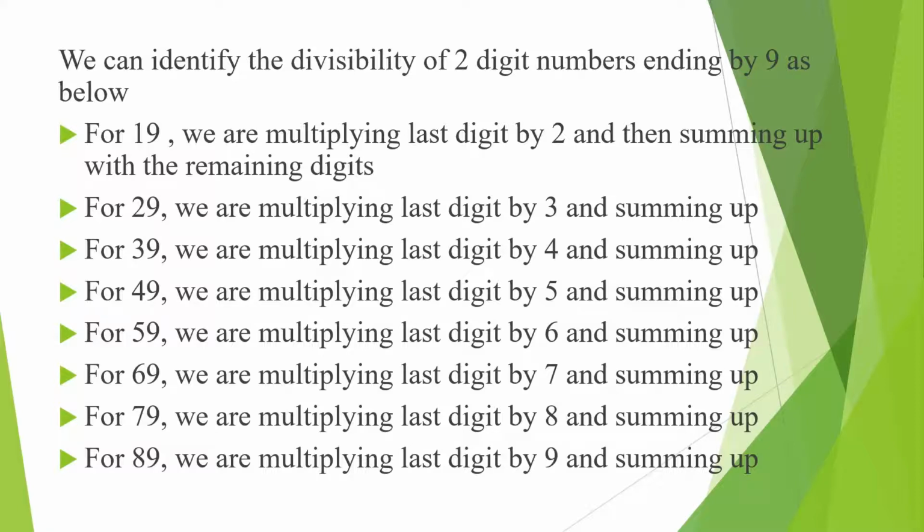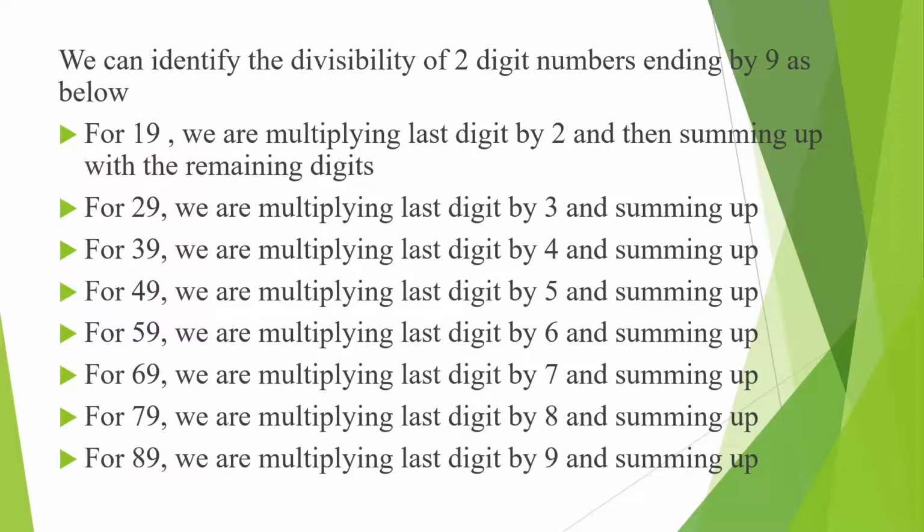So this is a similarity for the two-digit numbers which are ending with 9. That is, for 19, just 2, we have to multiply the last digit. So it will be easy for you to remember the rules when there is a divisibility by these numbers 19, 29, 39, 49, 59, 69, 79 and 89.